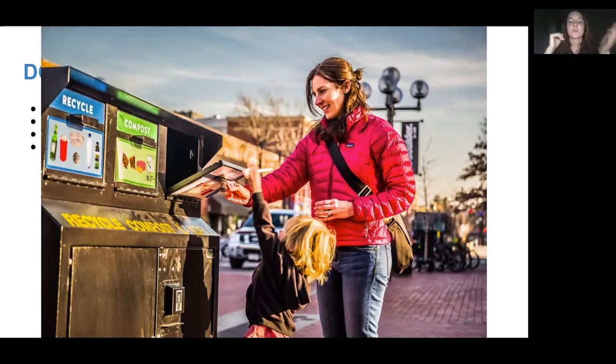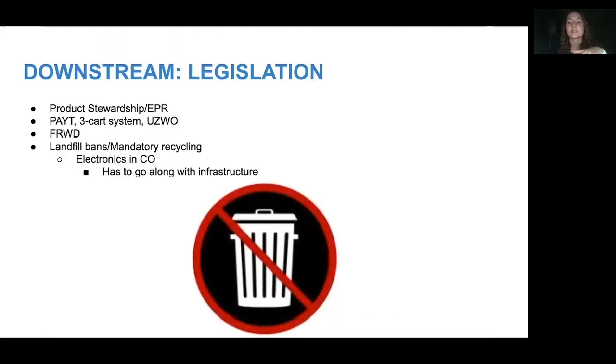And then Universal Zero Waste Ordinance, this little picture here, is also known as USWO. We see an example of that in the city of Boulder. It just means that everywhere you see a trash can, you also see compost and recycling with guideline signage. So it is universally as easy to correctly recycle or compost something as it is to trash it.